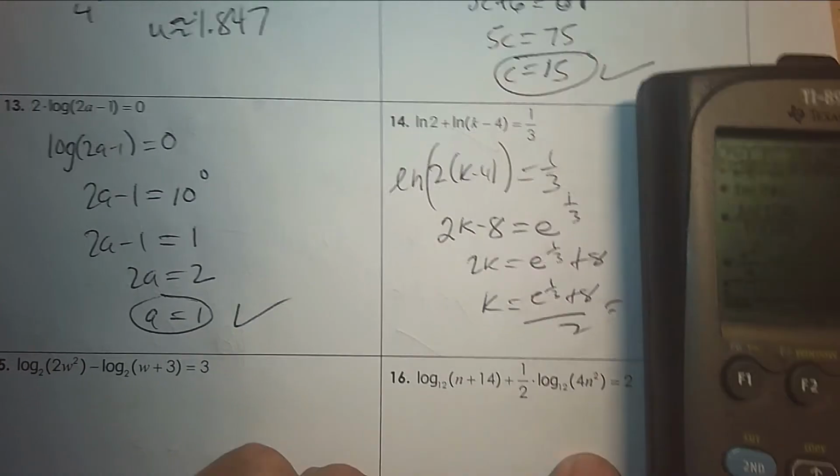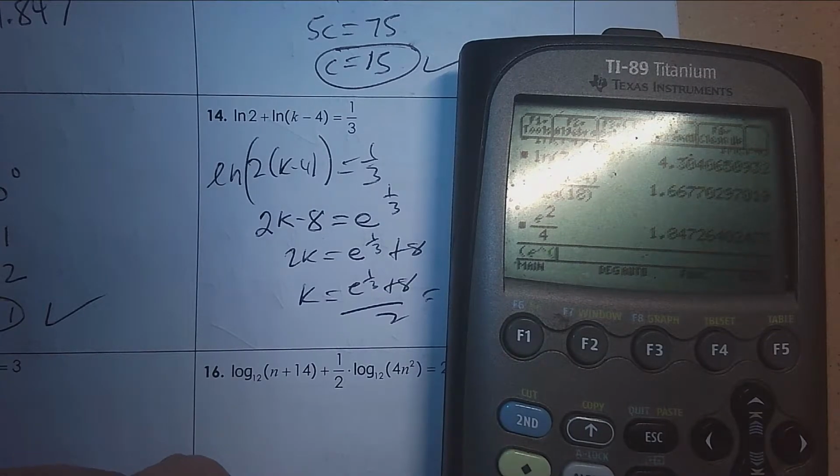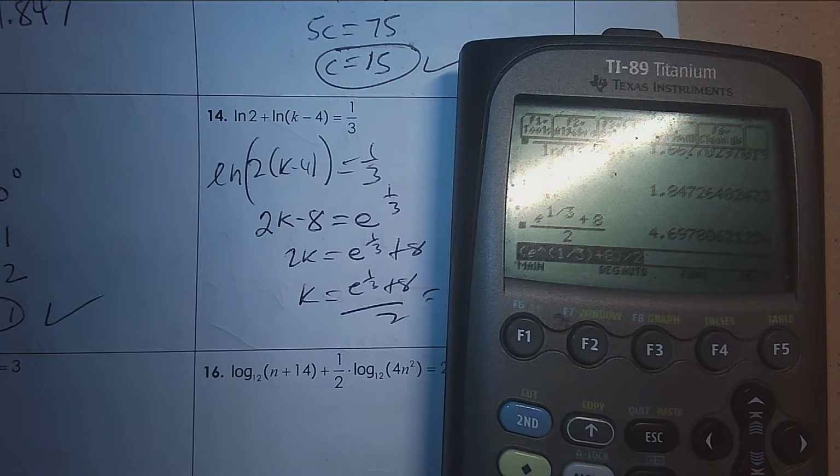If I wanted to know the approximate answer, I just would have to type it in. Now, if I'm going to type it in, I got to use parentheses. So it's e to the 1/3. Now, 1/3 is just 1 divided by 3. And then plus 8. Then close the parentheses for the numerator, and then divided by 2. And then you have your answer. So it's 4.698.